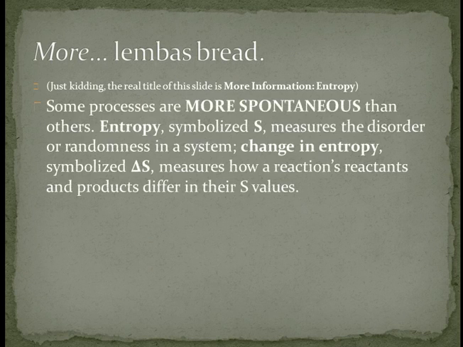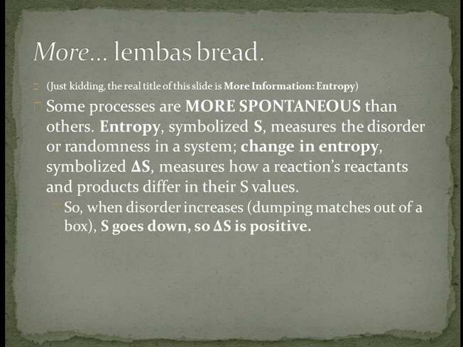Some processes are more spontaneous than others. Entropy measures just how much disorder or randomness is in a system at a given moment. So when you want to measure how the entropy or randomness of the reactants of a reaction compares to the products, to see how the system changes in entropy, you would compare their two S values and come up with delta S.